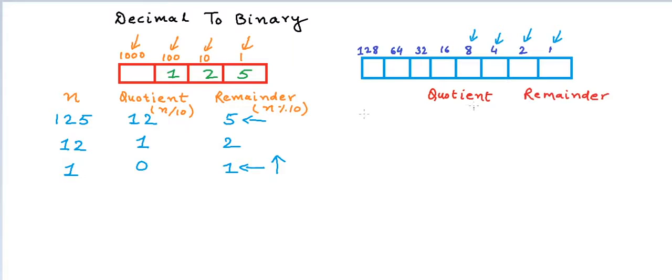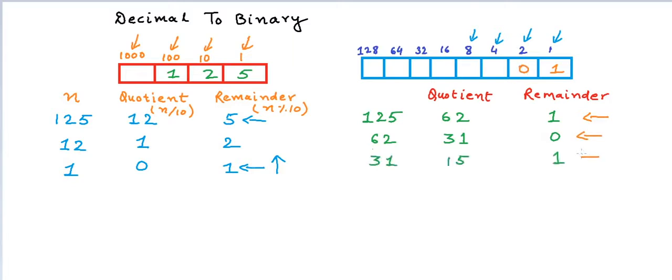Now we start with 125, so initially we have 125 ones, but we cannot keep all these ones in the ones column, so we take out all the 2s, and this time we need to divide by 2 to take out all the 2s. The quotient gives us 62 2s and a remaining 1 one. Now this one goes to the ones position here. Again we have 62 2s, so we need to take out all the 4s from this, so we again divide by 2. We get 31 4s and a remaining 0 2s, and this goes to the 2s column, and we go on like this.